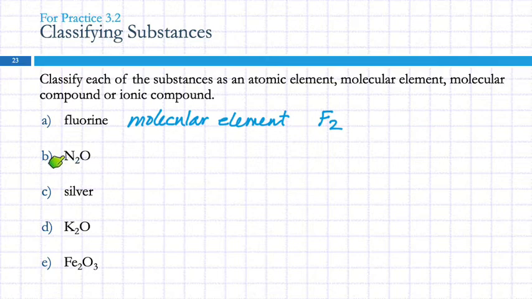N2O. Here we have 2 element symbols, so this obviously is not a single element, it must be a compound. Is it molecular or ionic? It's molecular because nitrogen and oxygen are both nonmetals. And the way you know that is you look at the periodic table. We look at the periodic table a lot. So this is a molecular compound.